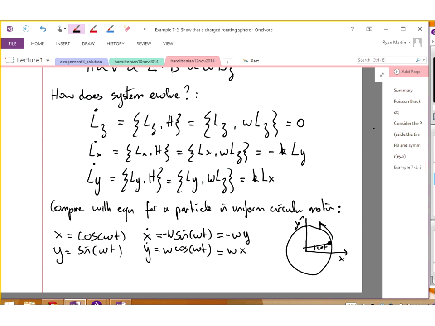So if the tip of the angular momentum vector for a charged particle is tracing out a circle about the z-axis, then that is exactly the definition of precession. And so the charged particle is precessing. Okay.